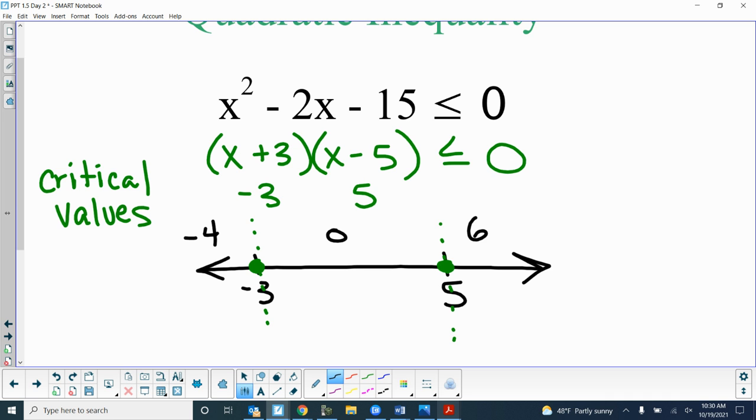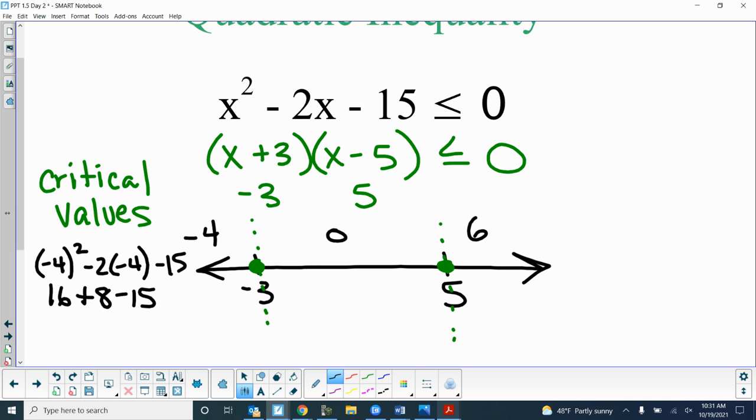All right, so I just plug into the original problem, not the factored one, but the original one. So negative 4 squared minus 2 times negative 4 minus 15. So negative 4 squared is a positive 16. Negative 2 times negative 4 is a positive 8.